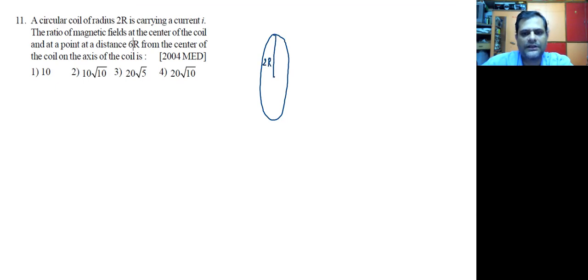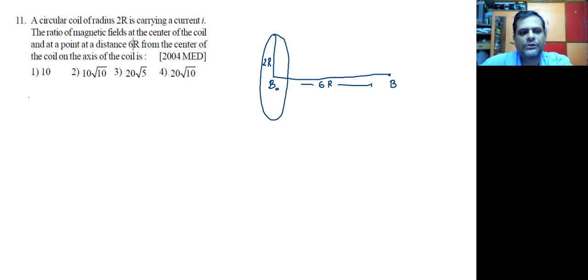Okay, and this is the axis of the circular coil, and this is the point which is at a distance of 6r from the center, where we have to find out the magnetic induction and compare it with this magnetic induction at the center. So magnetic induction at the center can be considered as B naught, and the magnetic induction at the point P, which will be considered as B here.